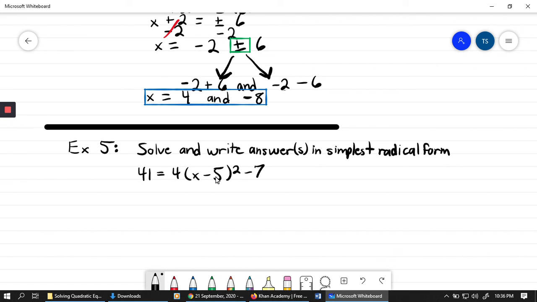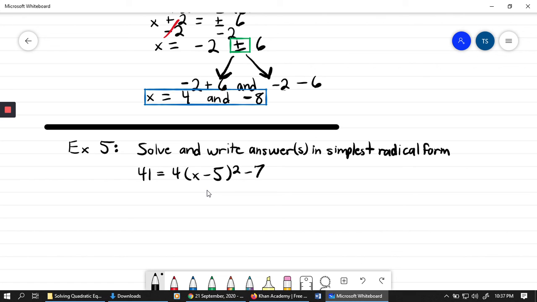Alright, so let's look at example 5 here. First thing is we want to get the part that's being squared by itself. The part that's being squared is x minus 5 in this example. We've got a 4 that's here on the outside. We've got this minus 7 that's here on the outside. Those two parts are keeping that part that's being squared from being alone, isolated by itself on one side of the equation.